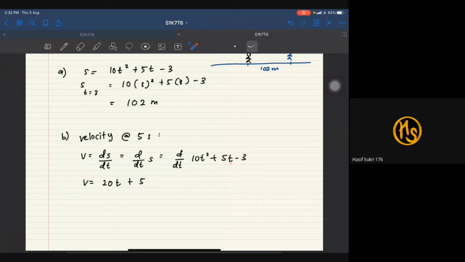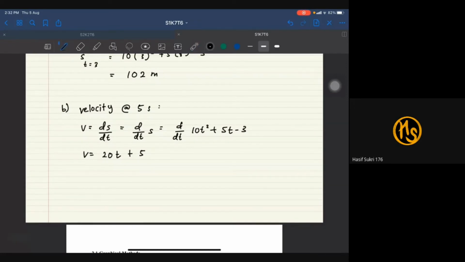Okay, t kuasa 1 tadi tolak 1, dia jadi t kuasa 0. So t to power of 0 basically is a 1. So 5 multiplied by 1 is 5. So that's why we end up like this. Okay, dan ni dia tak ada variable, so dia hilang. Sorry, pemalar tu constant, variable lah, sorry.